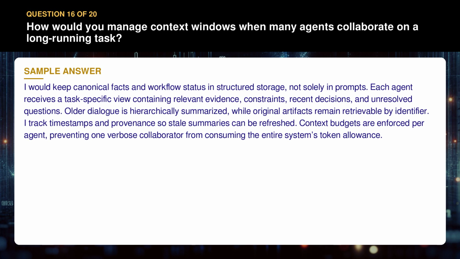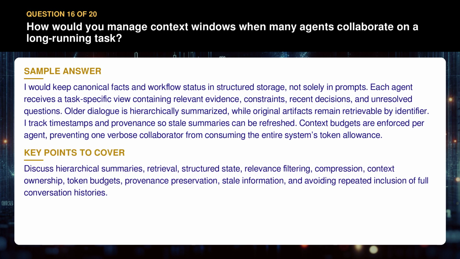Context budgets are enforced per agent, preventing one verbose collaborator from consuming the entire system's token allowance. Discuss hierarchical summaries, retrieval, structured state, relevance filtering, compression, context ownership, token budgets, provenance preservation, stale information, and avoiding repeated inclusion of full conversation histories.